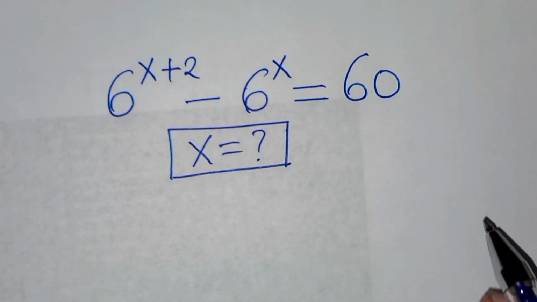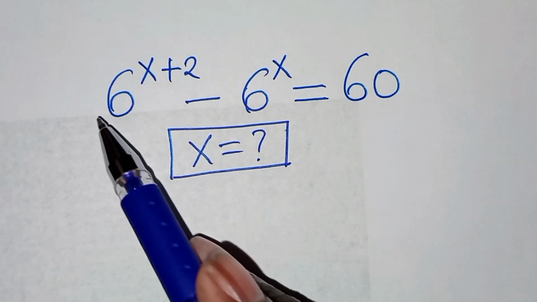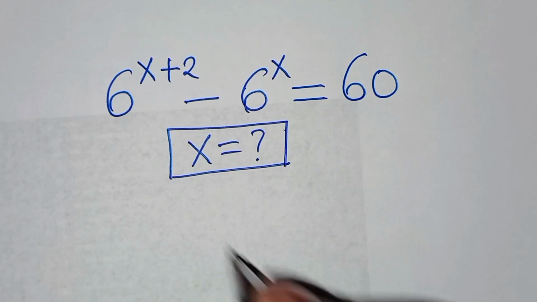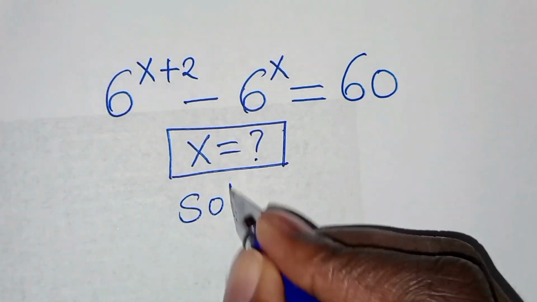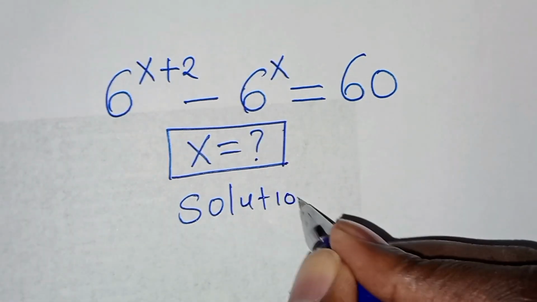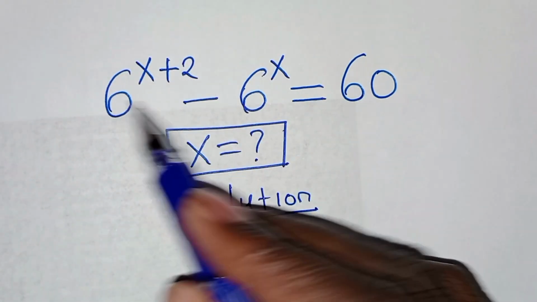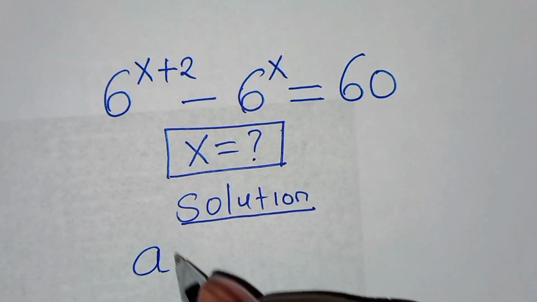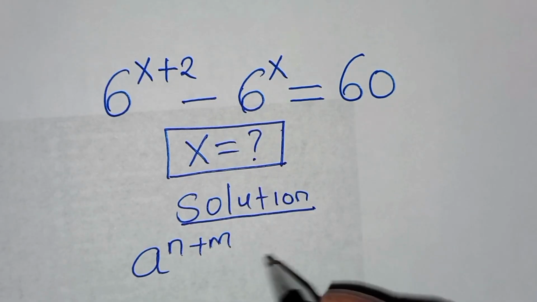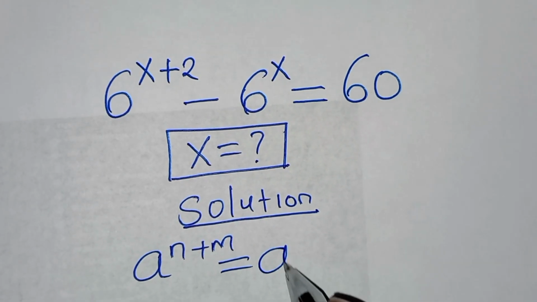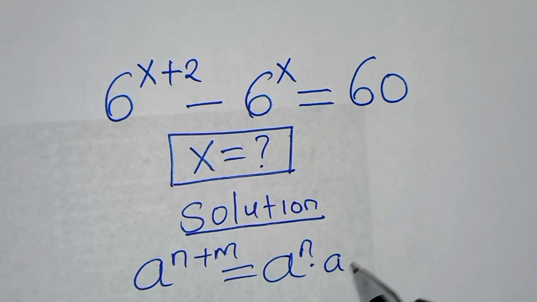You are welcome to solve for the value of x given this exponential equation. So now, solution from here. This exponential equation is in the form of a to the power n plus m, which we can express as a to the power n times a to the power m.